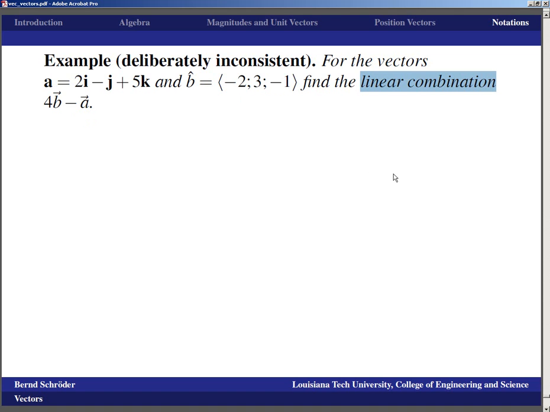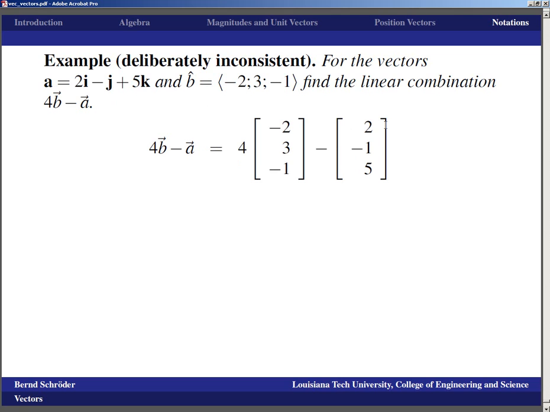Well, it doesn't matter what the notations are. As long as we can read those notations, we realize that 4b minus a is 4 times the column vector -2, 3, -1, because we're looking at 4b, minus a, so minus the column vector 2, -1, 5. Sorry about that, I looked in the wrong place. And if you work that out, 4 times -2 is -8, minus 2 is -10, and the other ones work similarly. 4 times 3 plus 1 is 13, and -4 minus 5 is -9, and that ends that one.